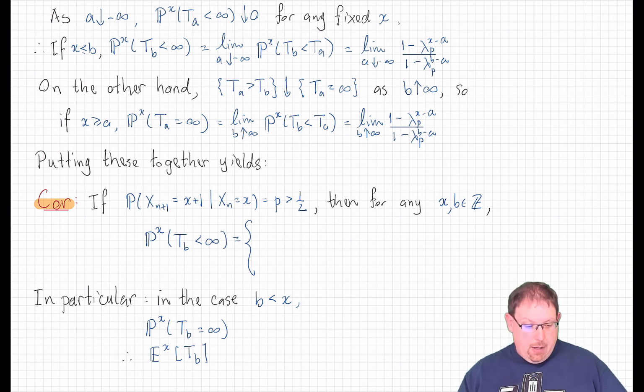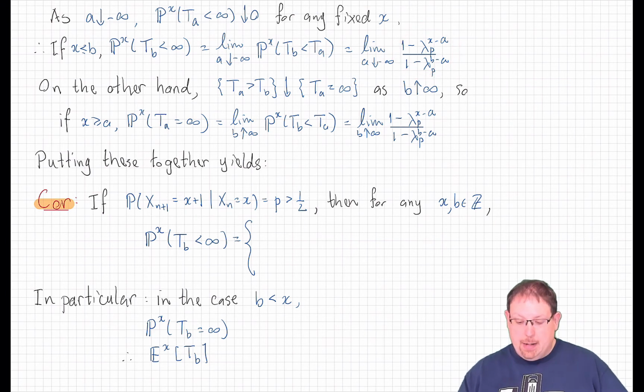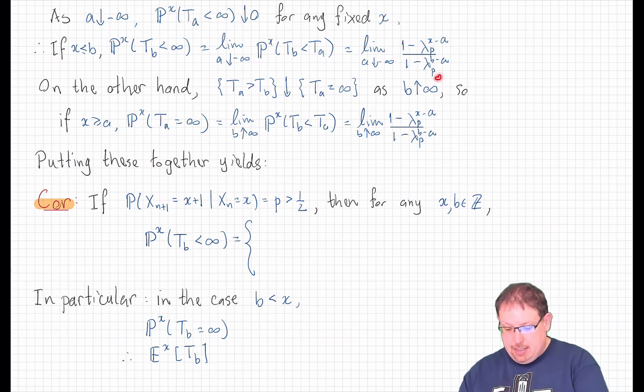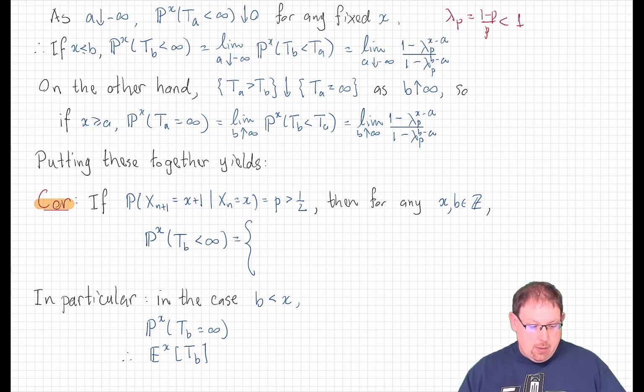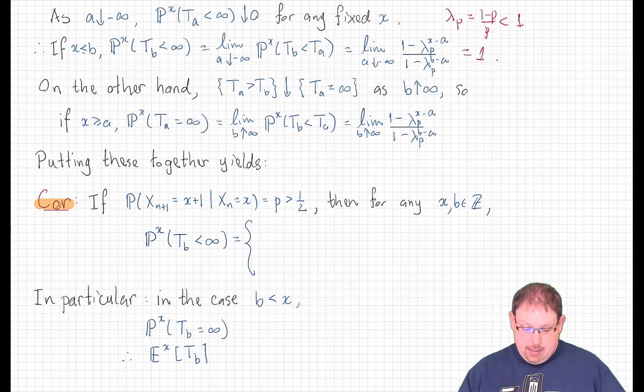So we can now quickly and easily calculate that from our formula. Here's our general formula for that gambler's ruin probability, and we just need to take the limit as A goes to minus infinity there, remembering that lambda p is equal to (1 minus p) over p, which is less than 1. We can use calculus to easily check that that limit goes to 1 in this case.